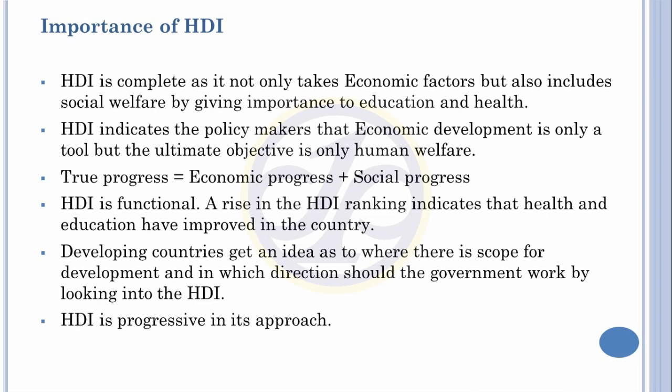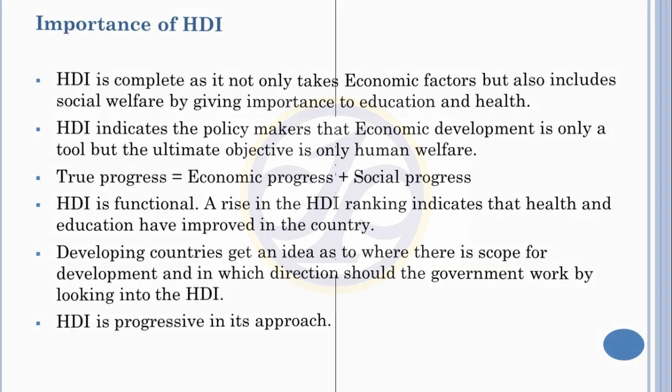HDI shows the economic progress plus the social progress of the country. We consider everything showing economic progress through standard of living, while education and health are considered social progress. That's the reason it is considered a combination of PQLI and per capita income. HDI gives superior scope for development, showing in which direction the government should work. HDI is progressive in its approach. It also considers the human welfare of the society.